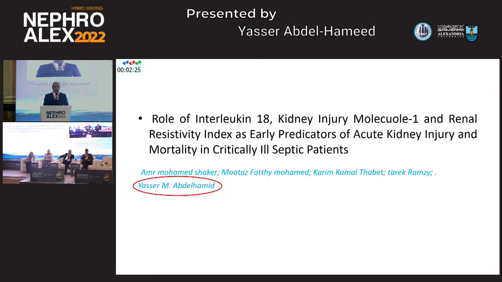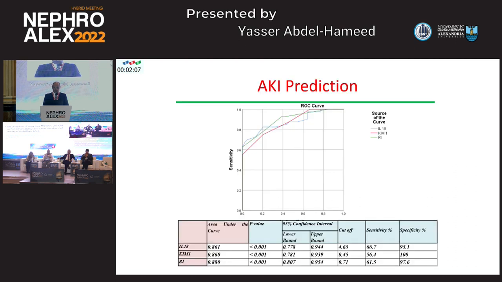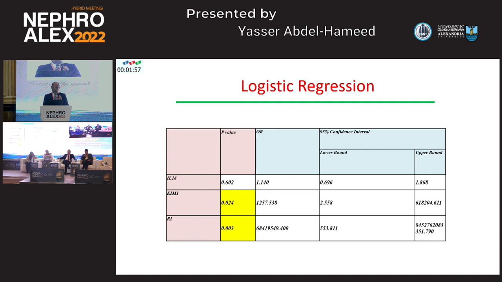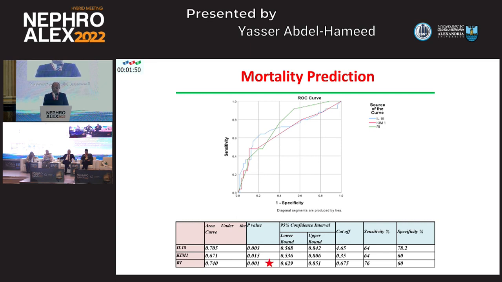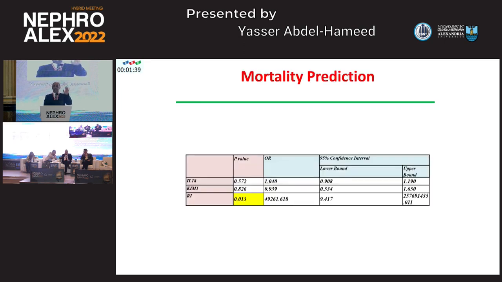This was our study on this point: role of interleukin 18, kidney injury molecule 1 and renal resistivity index as early predictors of AKI. We combined the three markers, IL-18 and KIM-1, in addition to renal resistivity index. It is being considered for publishing in a Saudi journal. Regarding AKI prediction, we found that the best by ROC curve is KIM-1, followed by renal resistivity index, and regarding logistic regression, the same results were found. Also regarding mortality prediction, the best was resistivity index, followed by interleukin 18, and in logistic regression resistivity index alone. So resistivity index could be an important point in this area of AKI prediction.